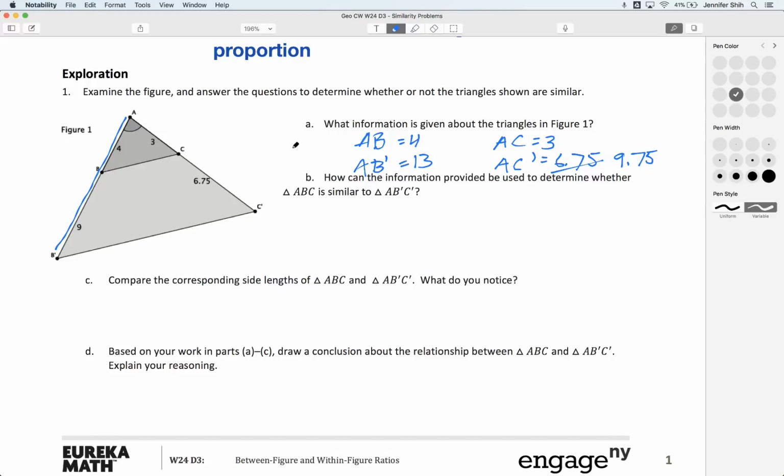We also know that this angle A, I see 2 triangles. I'm hoping that you see 2 triangles. Do you see 2 triangles overlapping each other? Angle A is equal to angle A. That's the reflexive property. We talked about that in a previous unit.